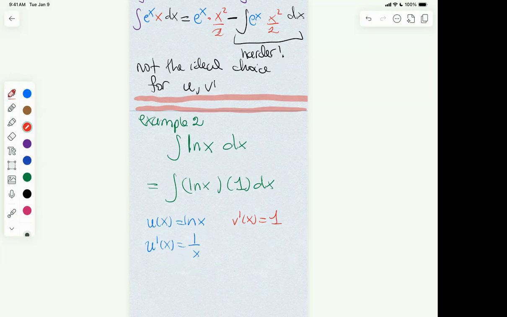Then you take the integral of the other one. By integral, I just mean an antiderivative. We don't keep the plus c here, it's just one that works. So what is a function whose derivative is 1? That's just x. So take x here.